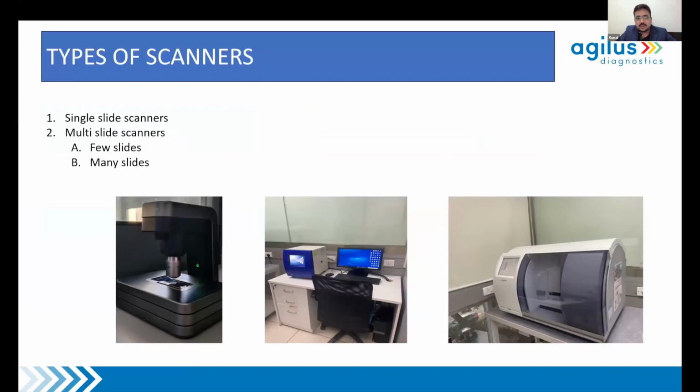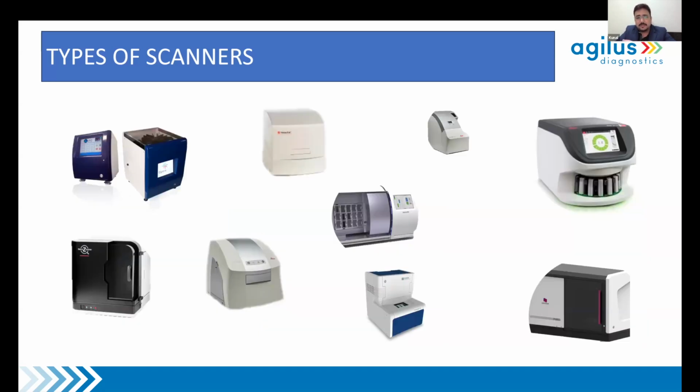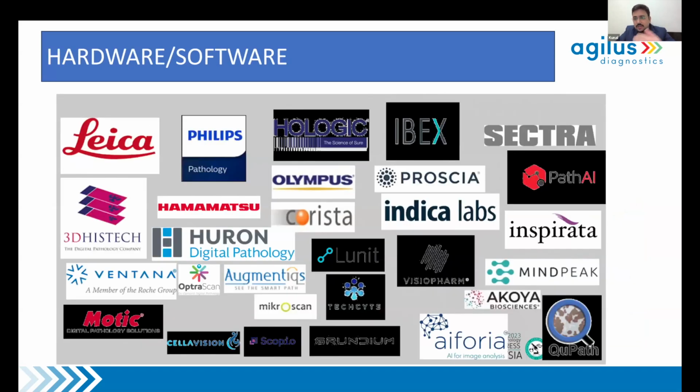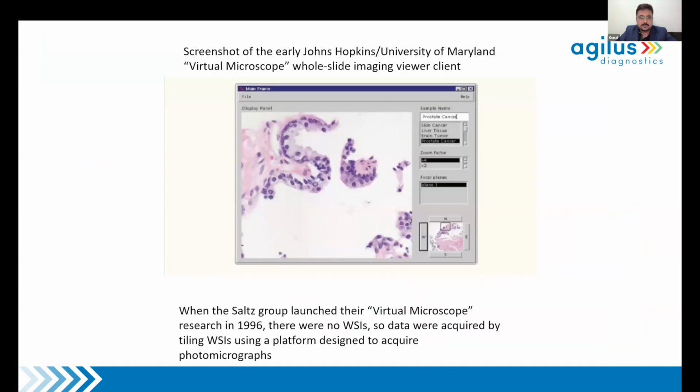We discussed that there are a variety of scanners available in the market. These could range from single slide scanners, which scan one slide at a time, to multi-slide scanners, which could be few slide scanners, about 3, 4 to 6 slides in one go, or many slide scanners, which scan hundreds of slides in one go, which are also your ultra-fast scanners. There are many companies in the market making these scanners, and there are also hardware and software requirements for digital pathology scanners.